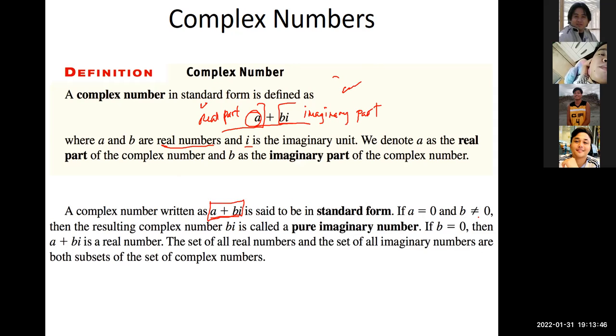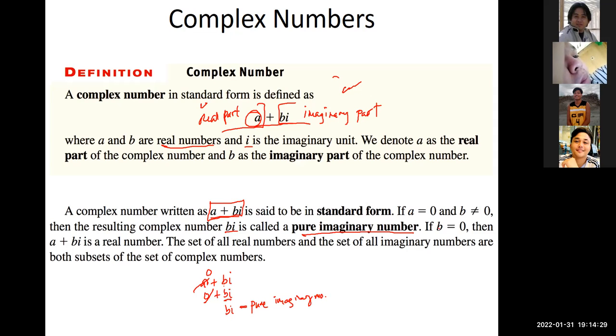So if a is 0 and b is not equal to 0, then the resulting complex number bi is called a pure imaginary number. Kasi sabi natin na, di ba, a plus bi, a is 0, tapos b is not equal to 0. So 0 plus bi, bali wala naman yung 0 dito. So matitira na lang ay bi. So this is now what we call the pure imaginary number.